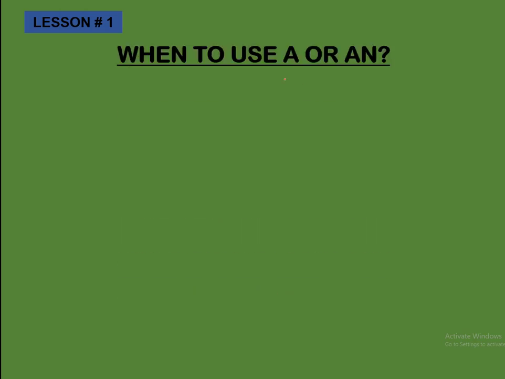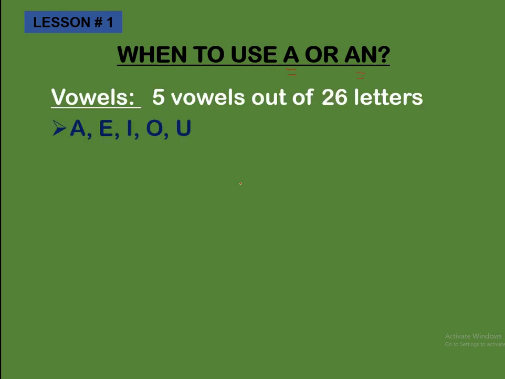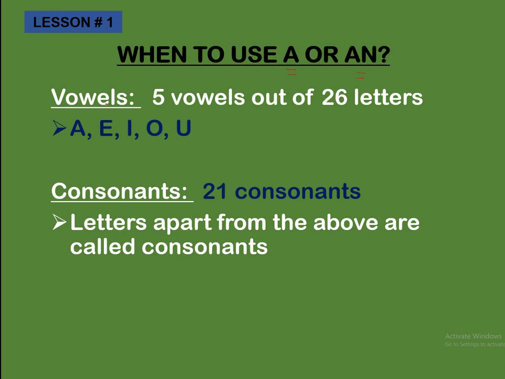When to use a and when to use an. In which case you have to use a, in which case an. Now we are having 26 letters. Total number of letters in English are 26, in which 5 letters are vowels, which are A, E, I, O and U. These are the 5 vowels.